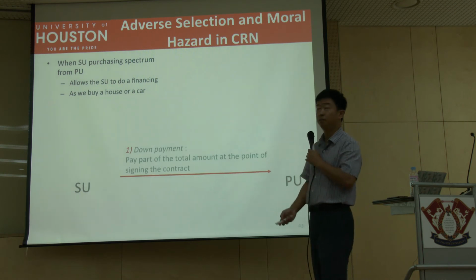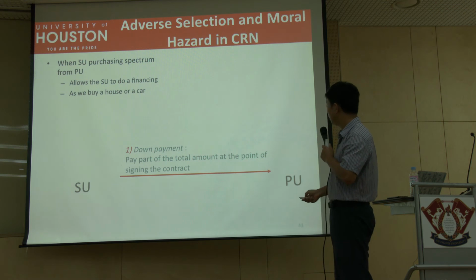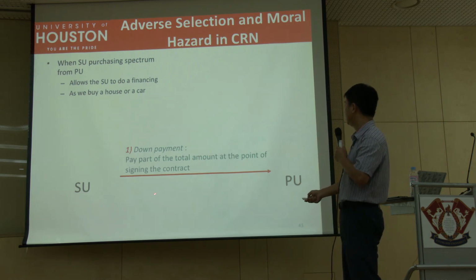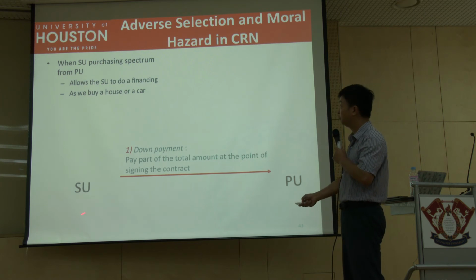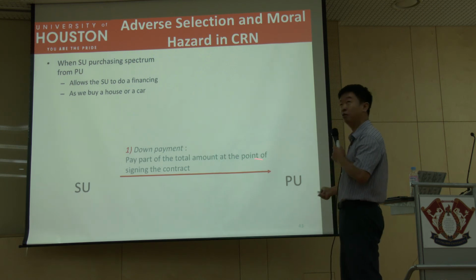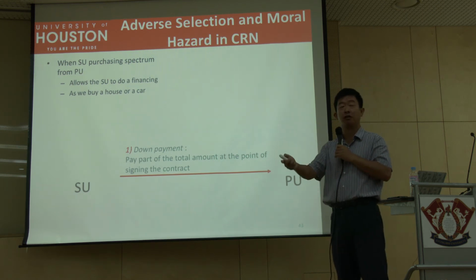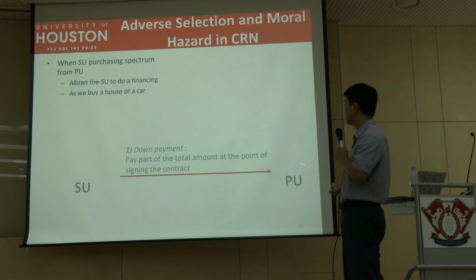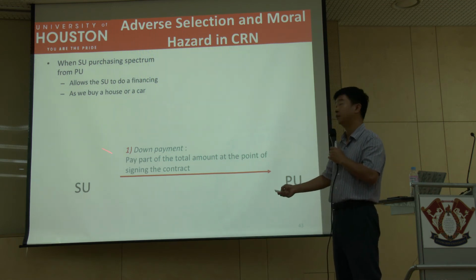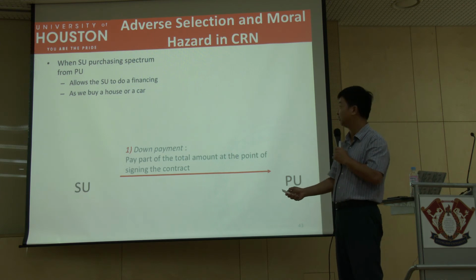it's like buying a house or a car. So for the cognitive radio network, they have a down payment to the prime user. I want to buy this spectrum to do the business. This is adverse selection because this is before the employee. The prime user does not know the cognitive radio network. So this is a kind of adverse selection.